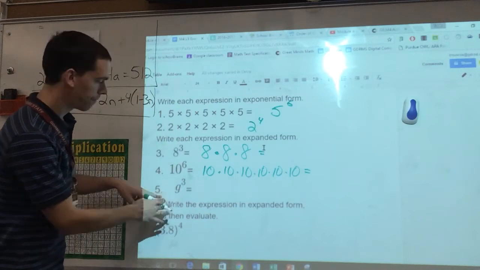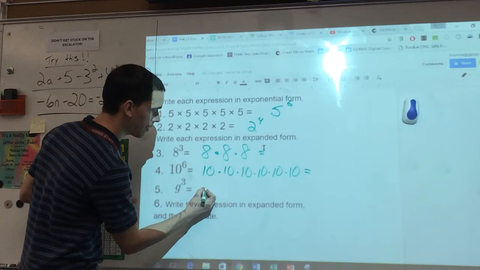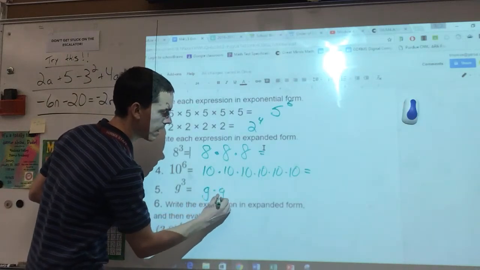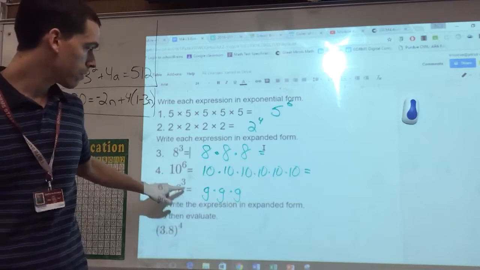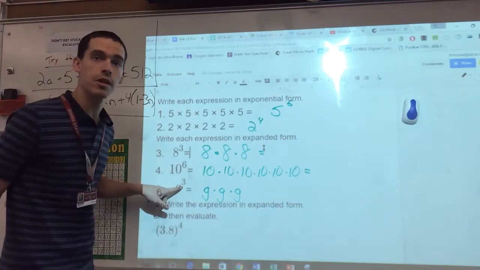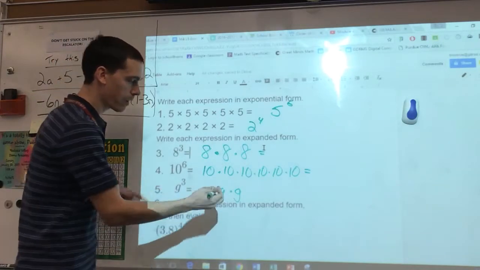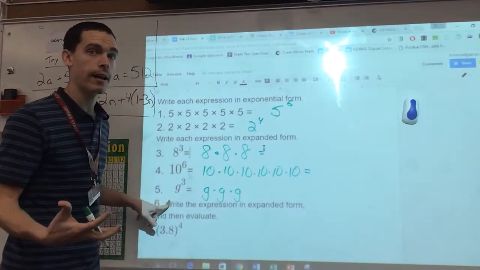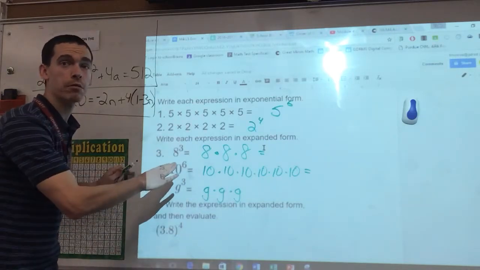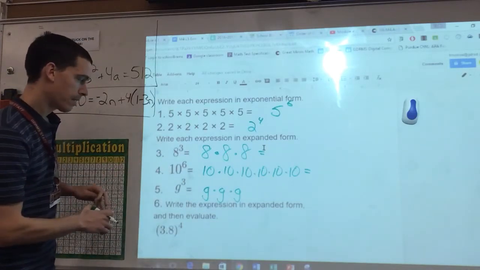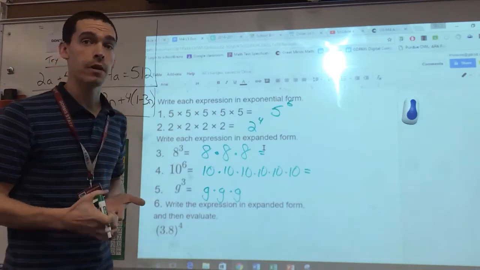For the 5th one here, we have a letter. We don't have a number here, so we can express that as it's written: G times G times G. And the fact that we have 3 of those with an exponent of 3 shows us what our base is and our exponent, 3 times. We can't quite get an answer for that yet unless we know the value of G. Our 6th example here was to go back with what we did before, and actually in these it is to solve it or evaluate it.